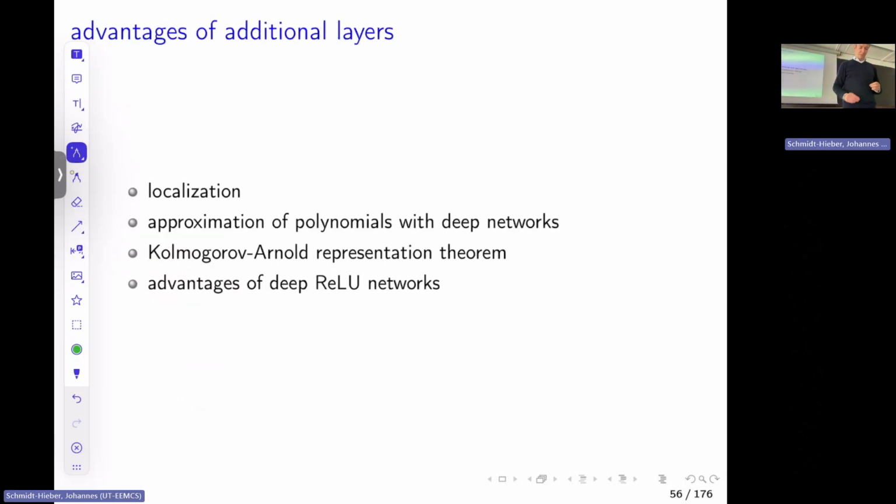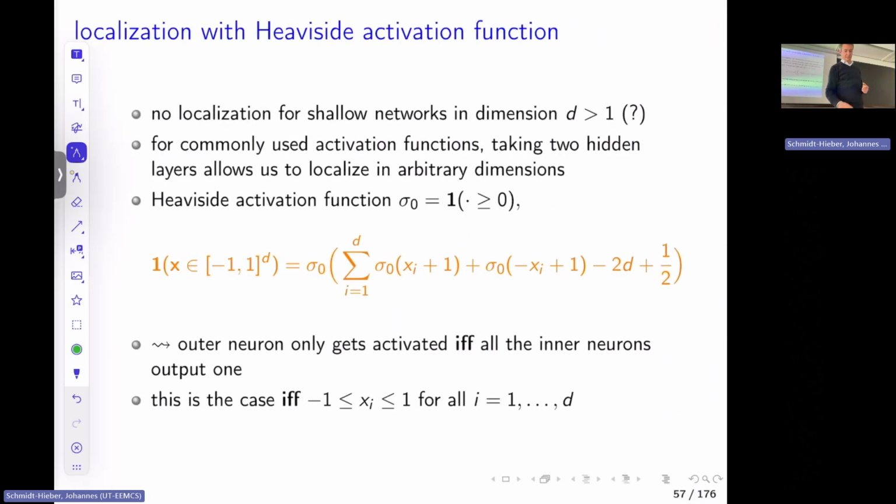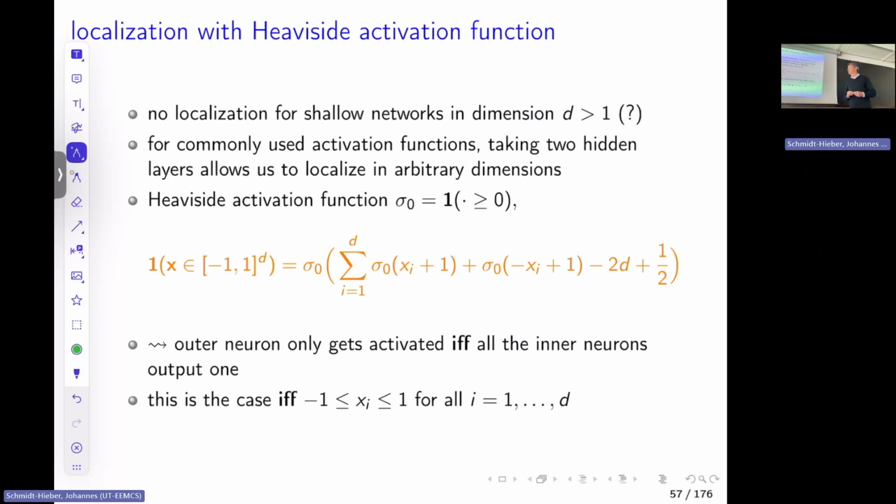Now let's go to the next topic of this lecture series, talking about what additional layers can help with. And so there are four things I want to discuss. The first one is localization, then how one can more efficiently represent polynomials with deep neural networks, and talk a bit about the Kolmogorov-Arnold representation theorem, and talk also about specific properties of deep ReLU networks. And that brings us then to these statistical guarantees, which I want to cover today.